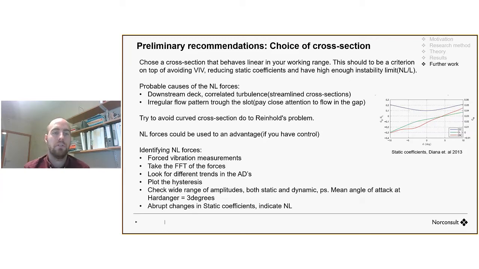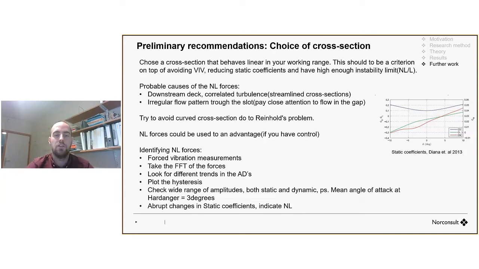The probable cause of the nonlinear forces is that the downstream deck gets hit by highly correlated turbulence forces. So basically the turbulence gets really correlated and kind of abrupt, and it hits the downstream deck, which gets really high forces from these turbulence components. And then you have an irregular flow pattern through the slot.